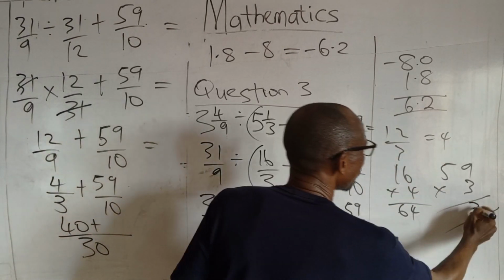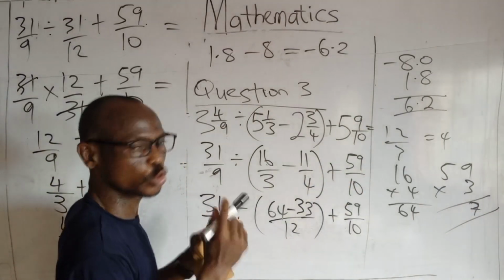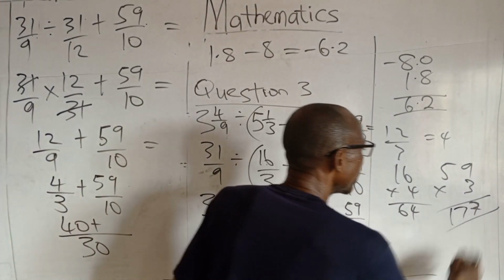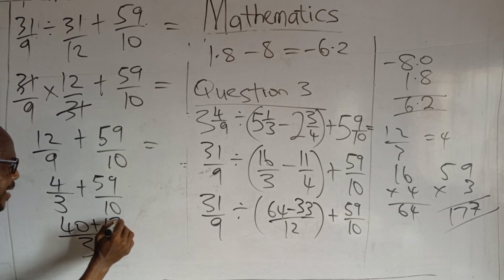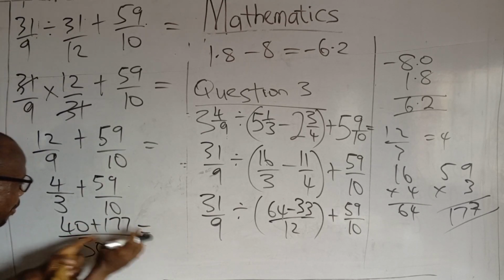3 times 9 gives you what? 27. You now write 7, carry what? 2. 3 times 5 gives you 15. 15 plus the 2 gives you what? 17. So you have 177 as your value. So add them up.